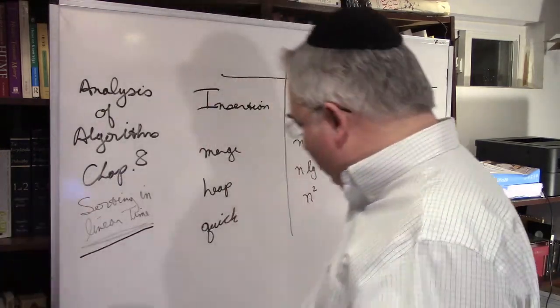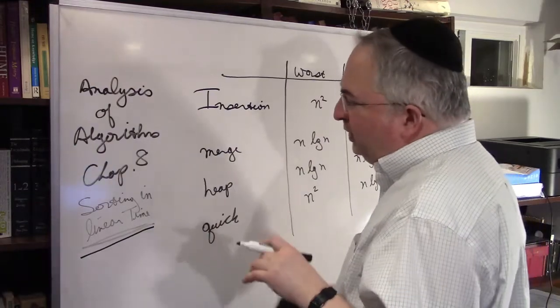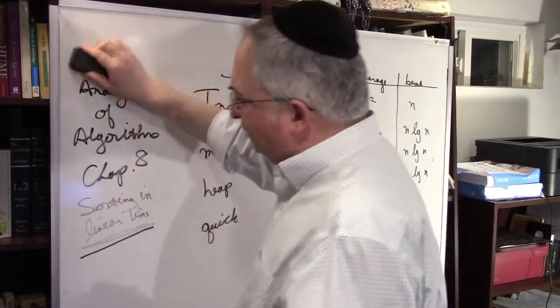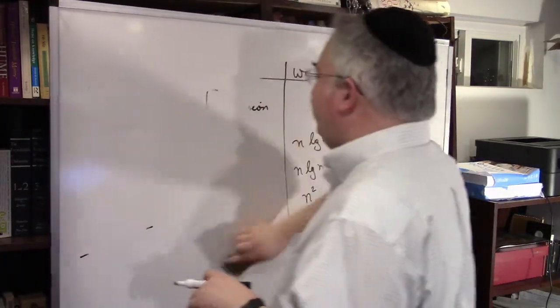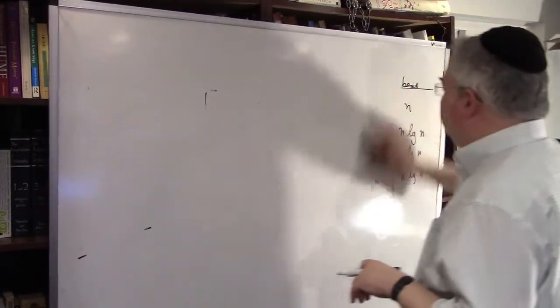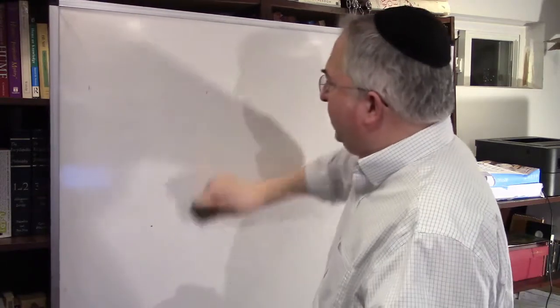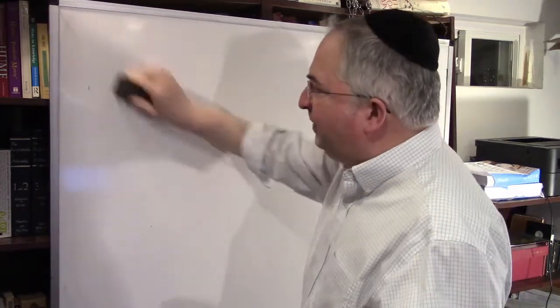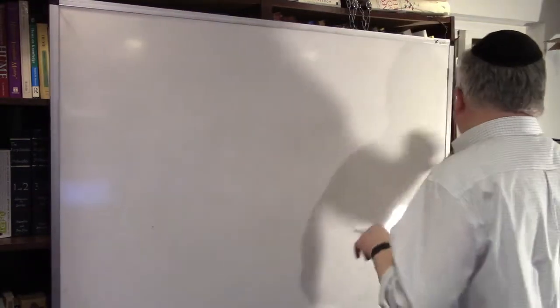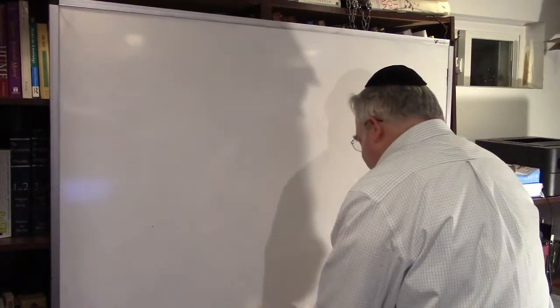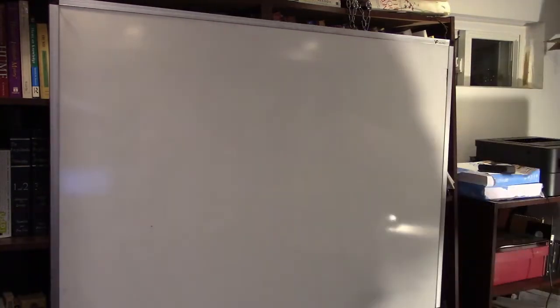We want to start off by thinking of a new way of thinking about how sorting is done. The idea is as follows. Let's say you have 3 cards.